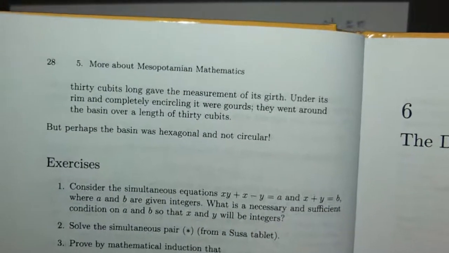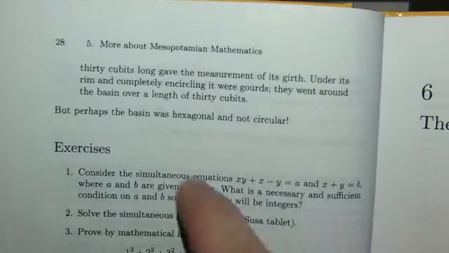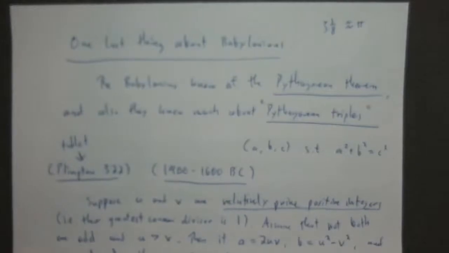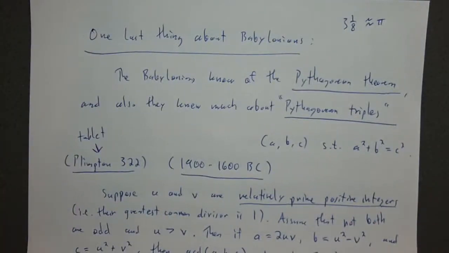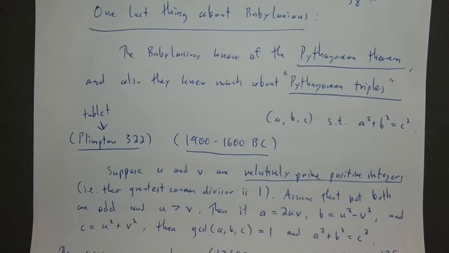So it's implying that the diameter is 10 cubits and the circumference is 30. So that is implying that the circular basin has a ratio of its circumference to diameter of 3, so that pi is 3. Of course, there's a little bit of an assumption there that the basin in question is actually circular. It just says round in the translation, so it could be that maybe it was hexagonal or something. That's the joke that was made in the textbook. Anyway, okay, so moving on.